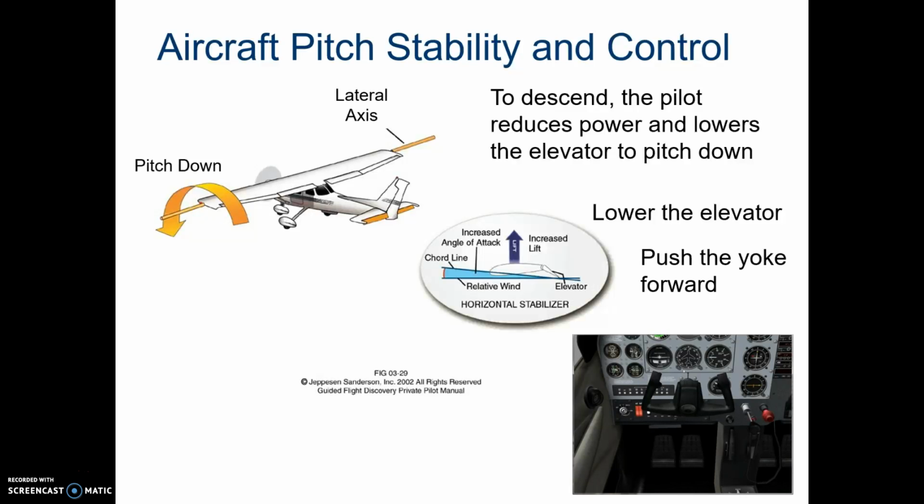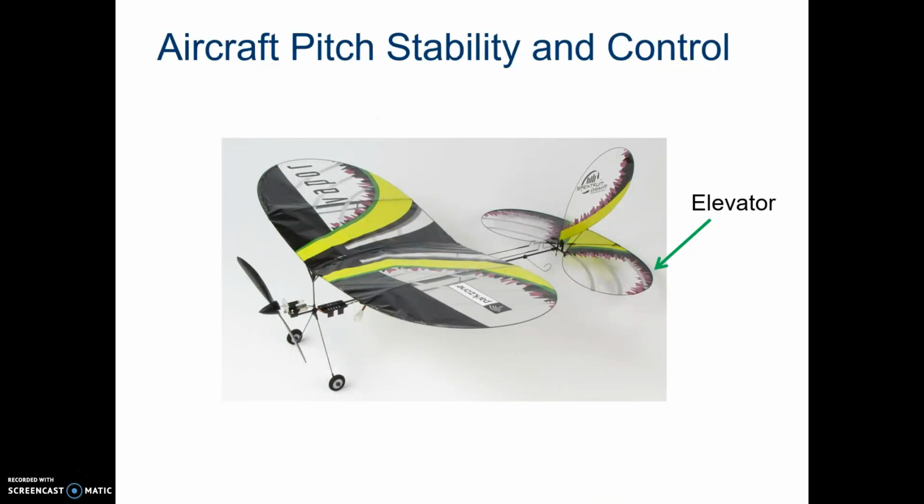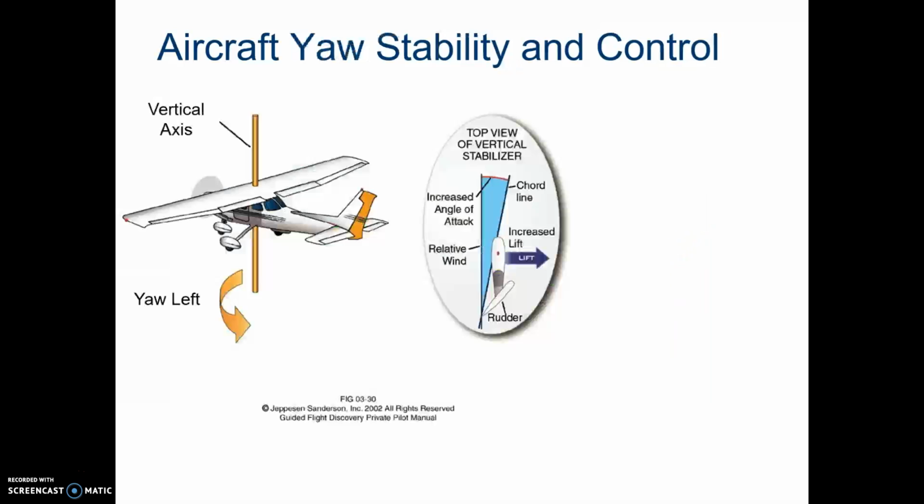And that is done by the pilot pushing the yoke forward on the controls, and that is what makes the elevator do that. And then there's the elevator on the small plane. Of course, we have a bigger plane. I'll show that to you when we return.